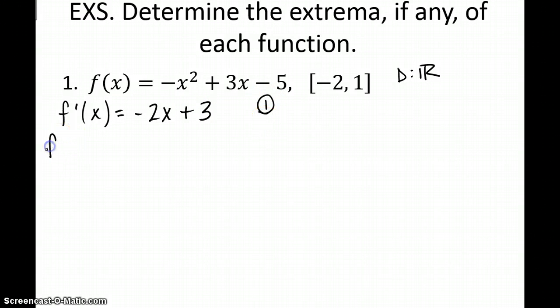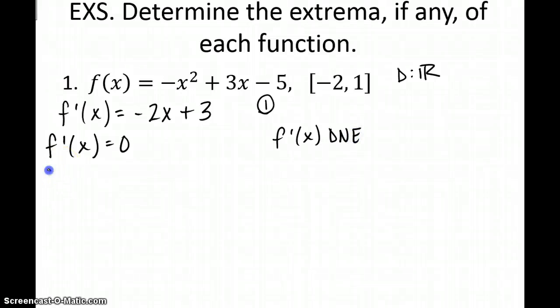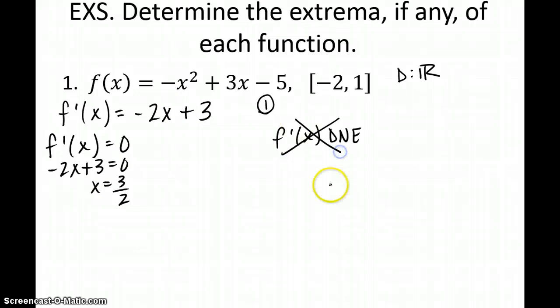Your first step continued: find the critical numbers, find where the derivative equals 0, find where the derivative does not exist. And I exhaust both cases. So x equals 3/2. Domain of the derivative is all real numbers, so you won't have a derivative that doesn't exist, but I like you to write down both cases so that you're not forgetting this condition.